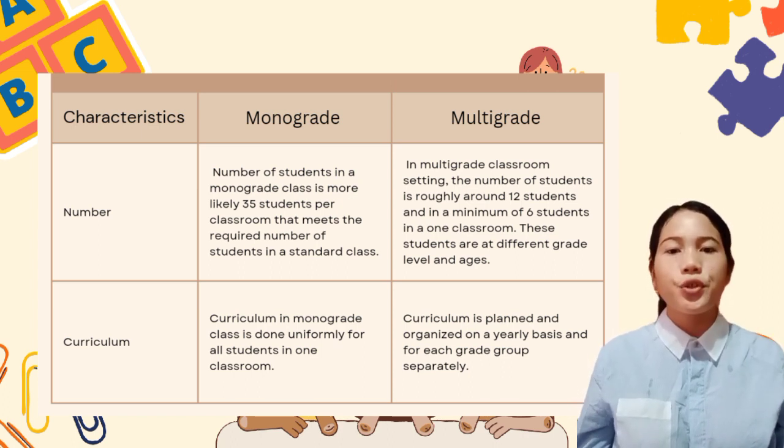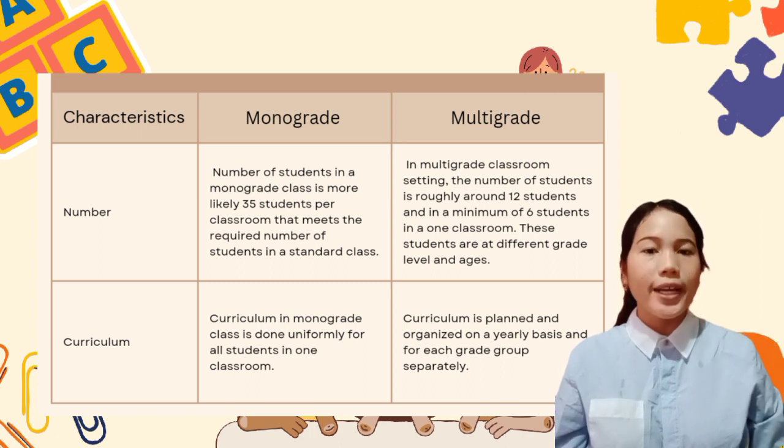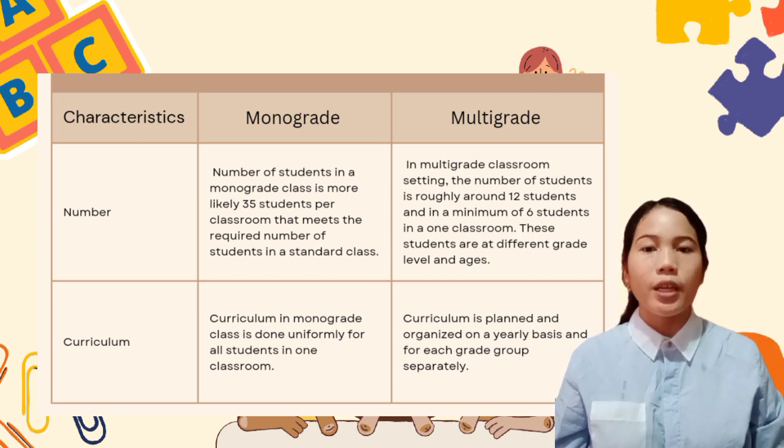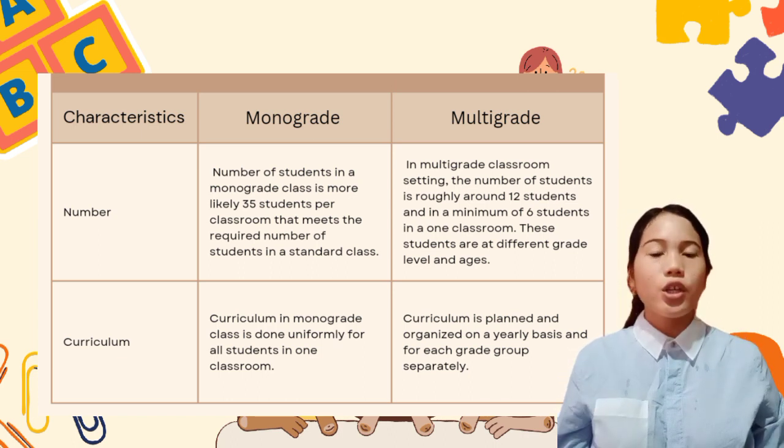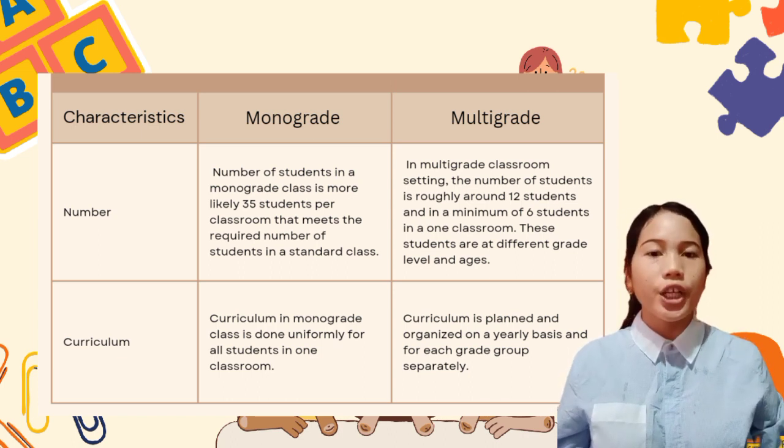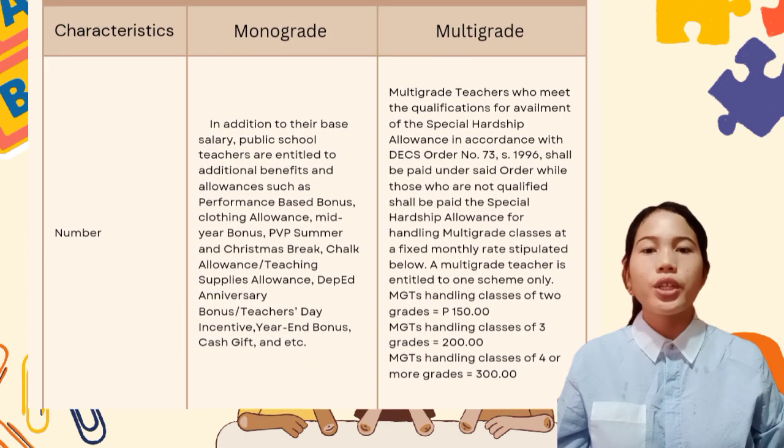Now let's proceed to the curriculums. In monograde, the curriculum is done uniformly for all students in one classroom, while in multigrade, the curriculum is planned and organized on a yearly basis for each grade group separately. Now let's proceed to the remuneration.